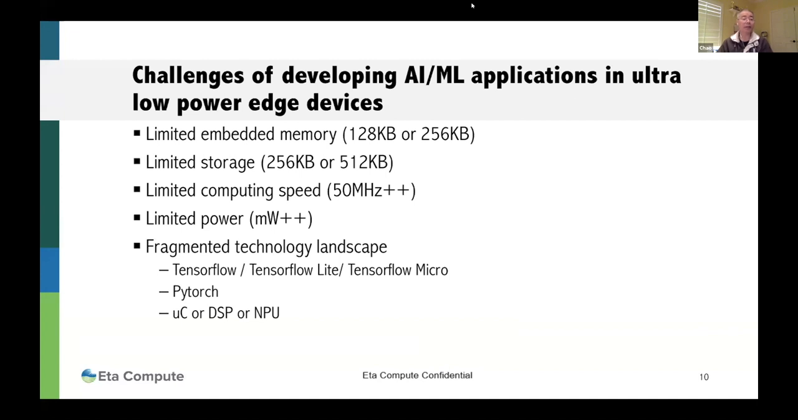The other thing is that currently developing these types of AI machine learning applications involves a very fragmented technology landscape, with different development environments, frameworks and hardware platforms. Particularly in this ultra low power domain, there are all different kinds of microcontrollers, DSPs, or neural net processing units.